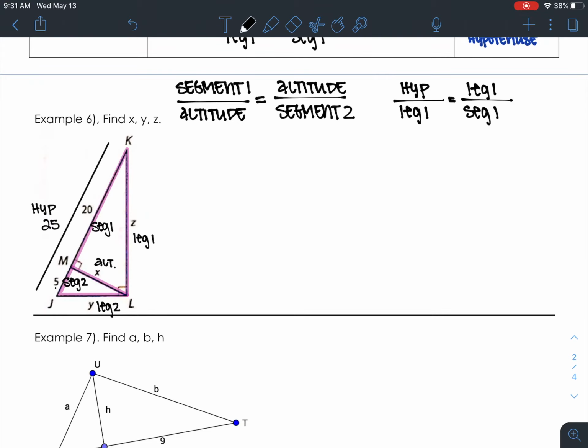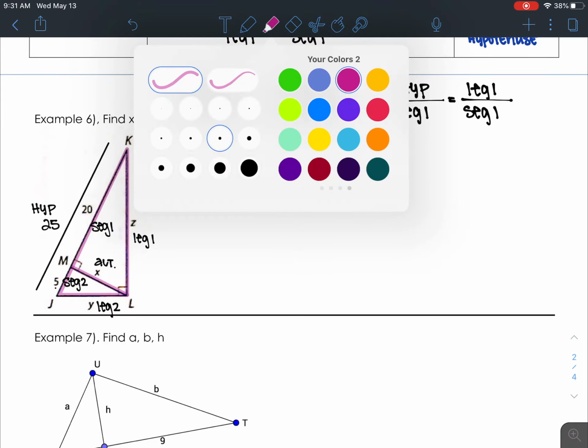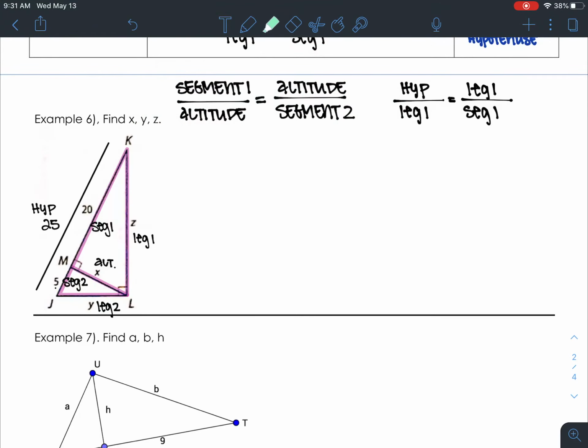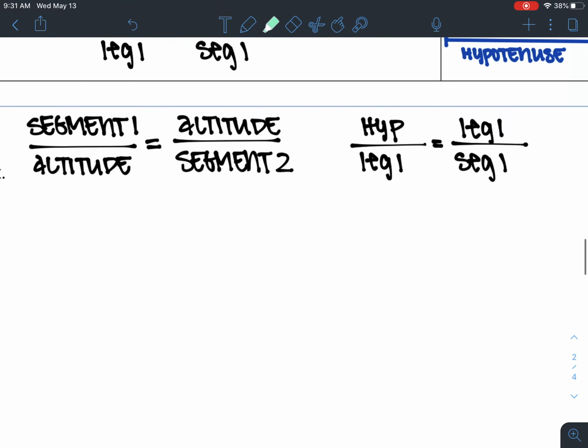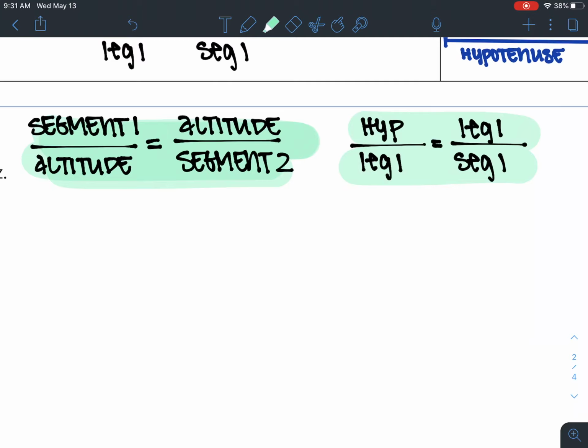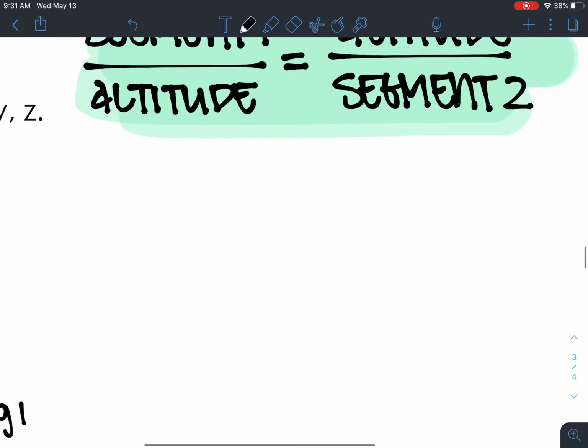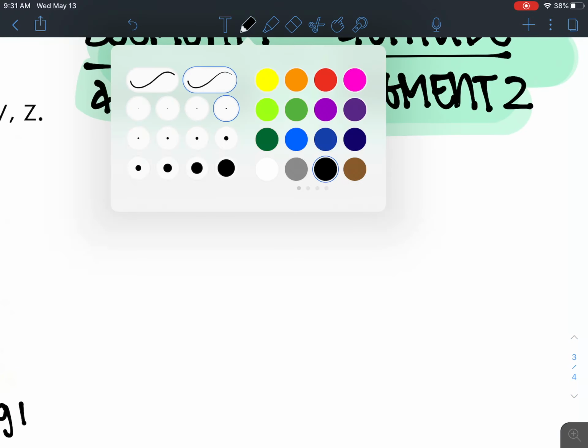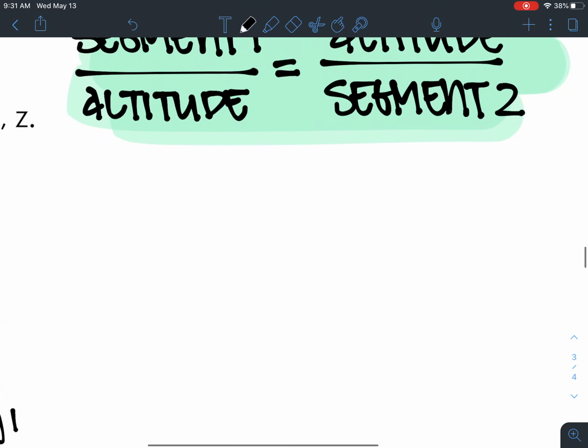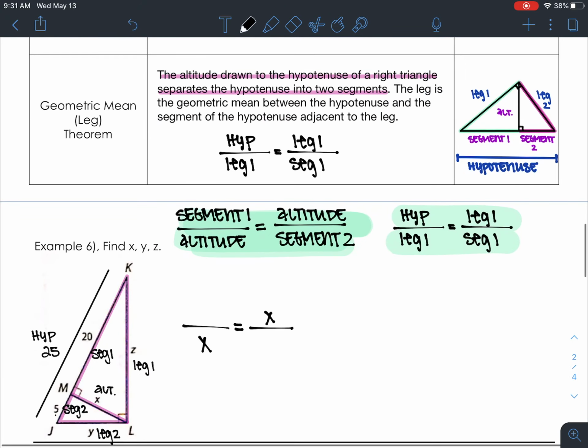So x is our altitude, right? If you look at these two formulas, which of these formulas are we going to use in order to find our altitude? The one with the altitude in it or the one without it? Well, obviously we're going to use the one with it, okay? So to find x, I'm going to set up my proportion. x is going to go on the bottom and on the top, and then the other ones are the two segments, all right?